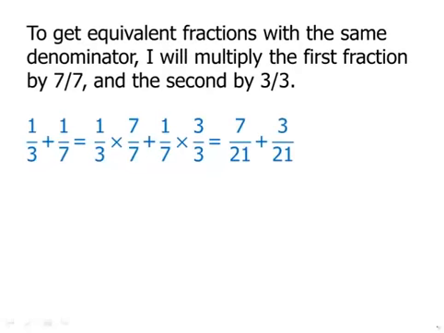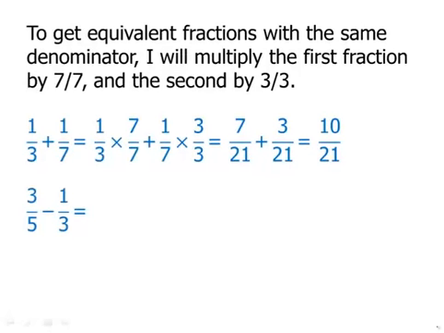I get these fractions. 7/21 is another way of writing 1/3. And 3/21 is another way of writing 1/7. But writing them this way, now they have the same denominator. Now we can just add, 7 plus 3 is 10. We get 10/21, and that's the sum.